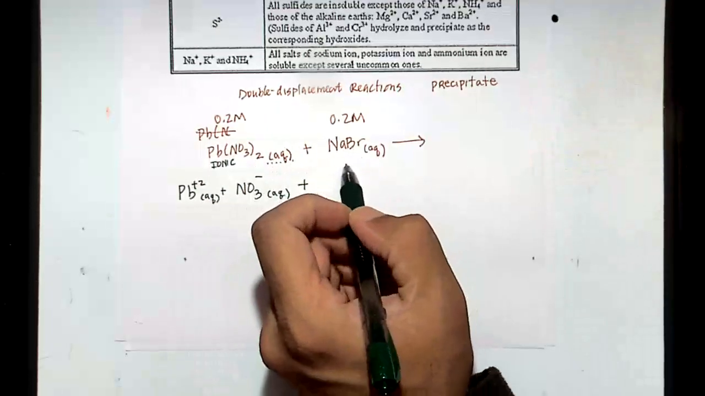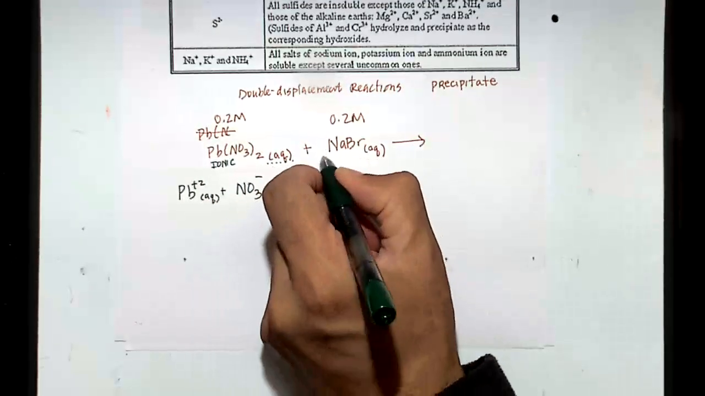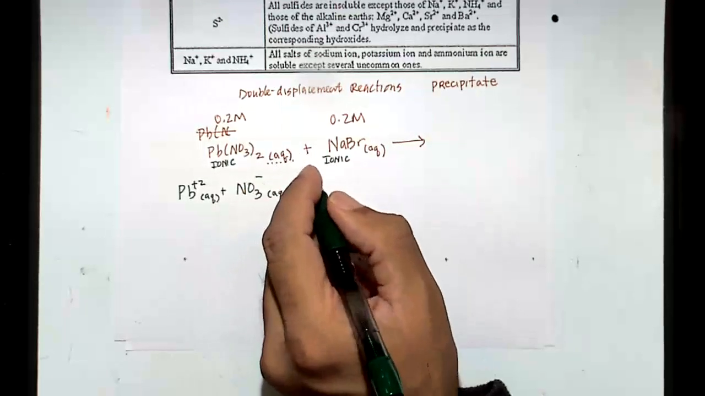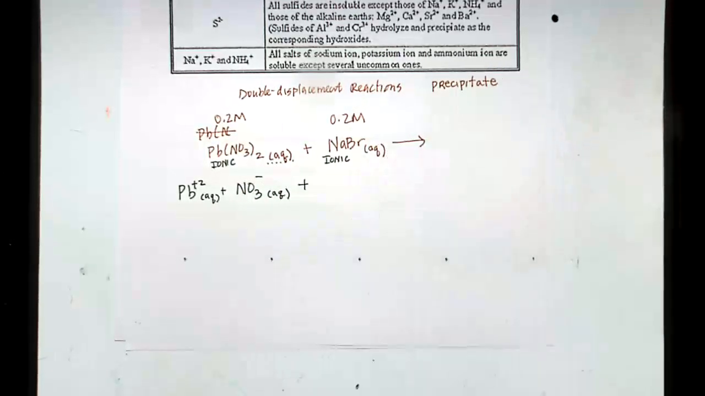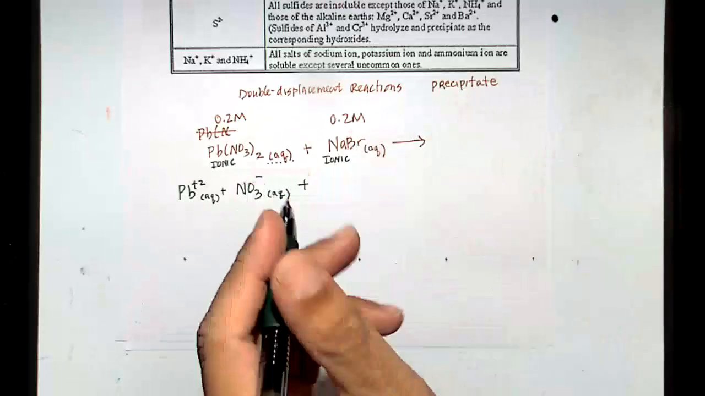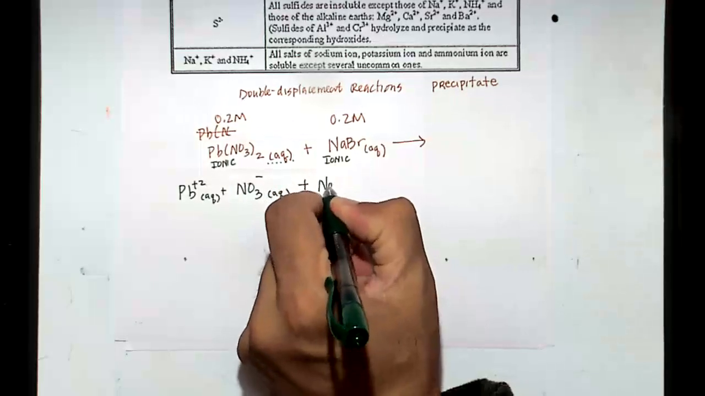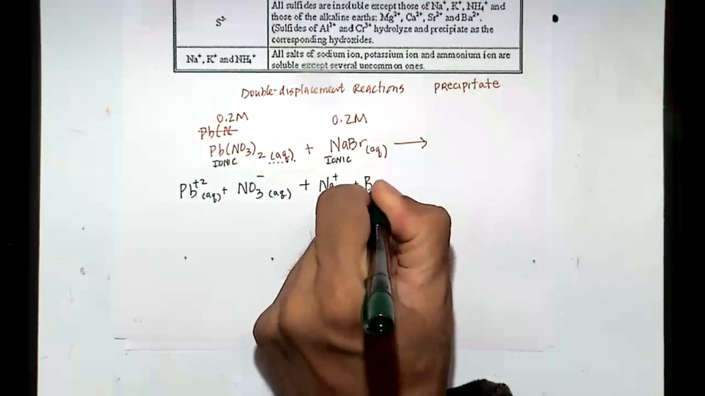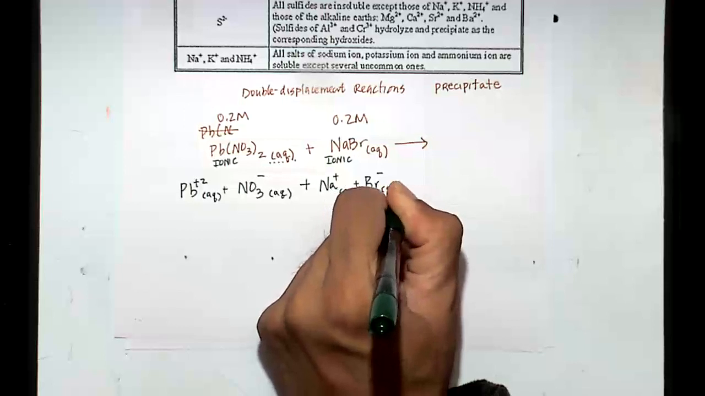Okay, is this ionic or covalent? Okay, what two ions make up sodium bromide in water? Because remember, water will dissociate it into its individual ions. Okay, sodium ion, Na+, and Br- ion.